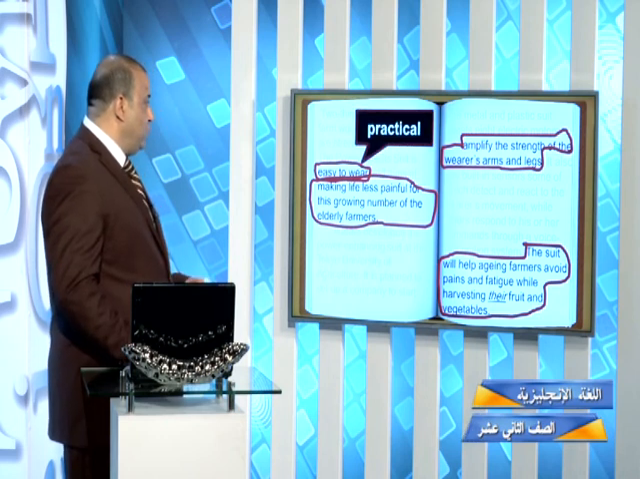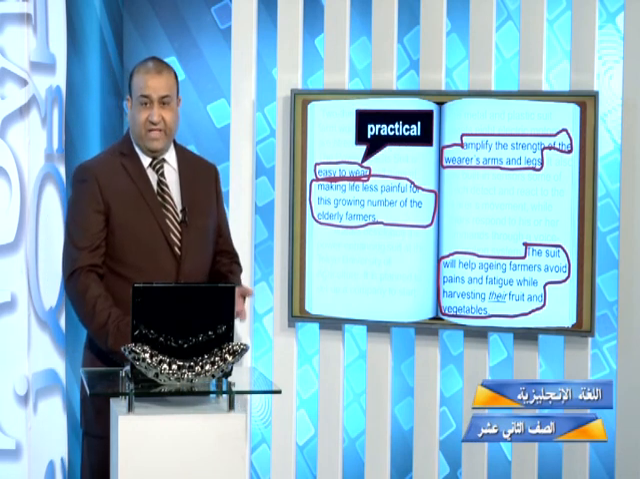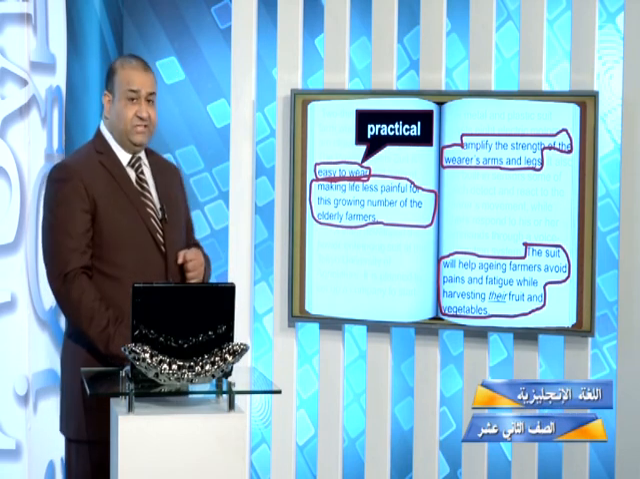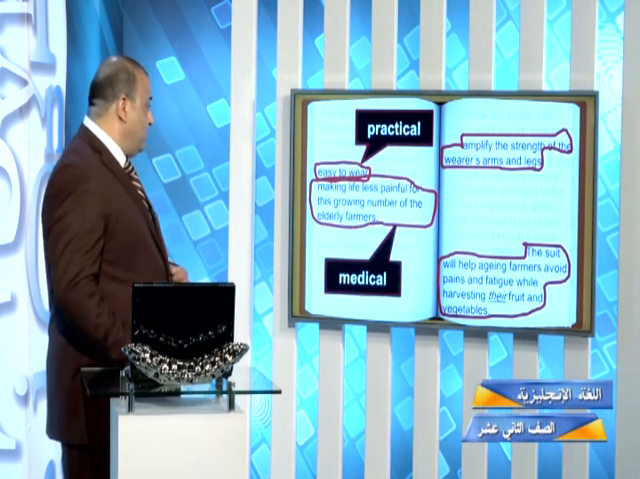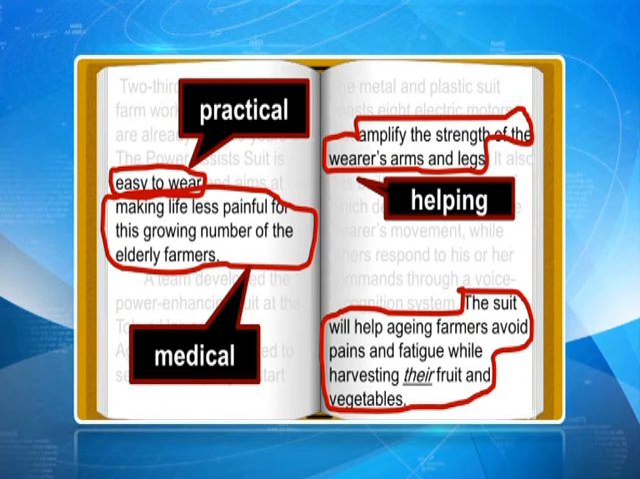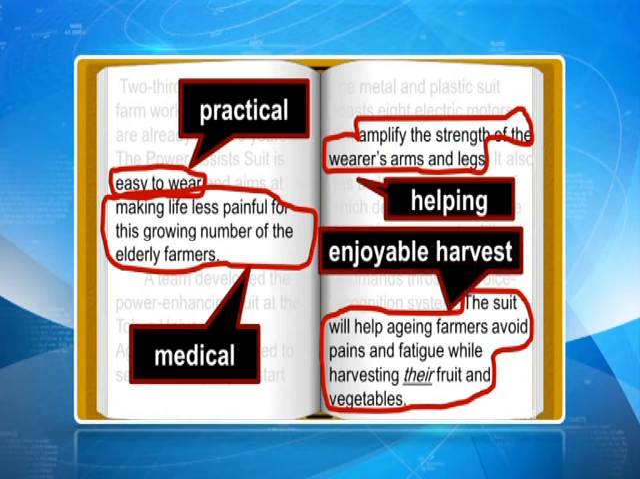So it's easy to wear. We are speaking about practicality of the invention. It's extremely practical. Why? Because it is easy to wear. Then we'll talk about the medical importance of this invention because it will lessen pains. Then we'll talk about how this invention can help farmers. And the last part is how this invention can, for example, make the harvesting activity enjoyable.